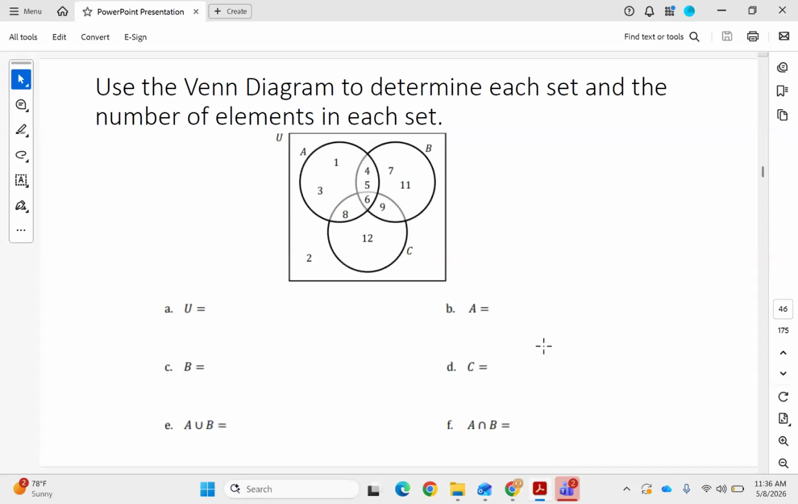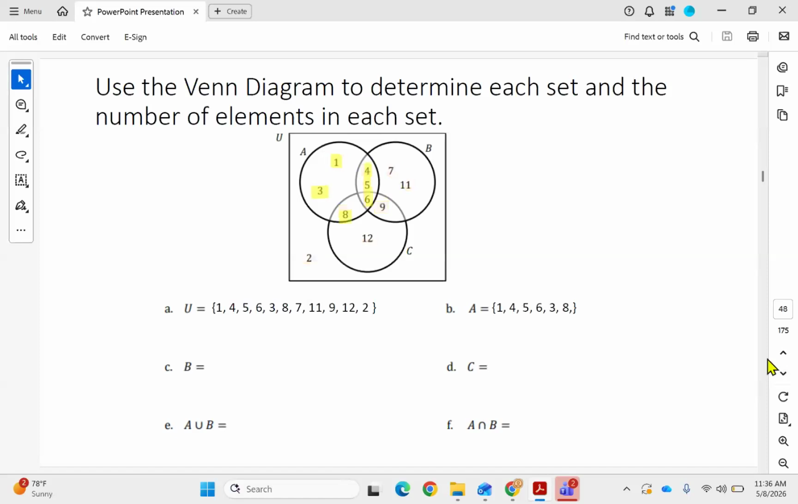This is another typical example. Remember, the big square, big rectangle represents the universal set, and it must contain everything, all of the symbols, all of the numbers. So the universal set contains all of the numbers and all of the symbols that are in the whole problem, including these two, which are not in any of these circles.